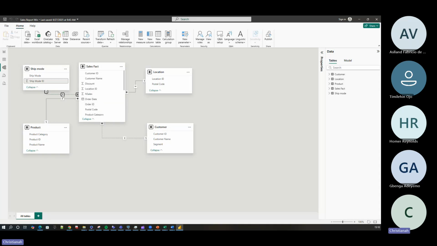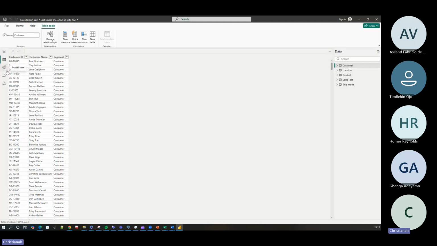Like for example, now if you look at the ship mode, we just have, I don't know if I should go back to the transform data to explain this better. No, you don't need to. You can do it from the table view. From the table view, okay, that's true.